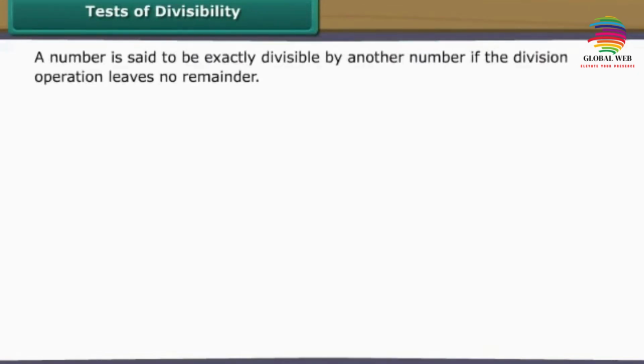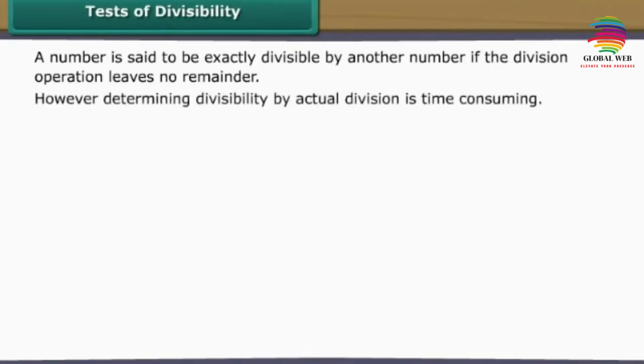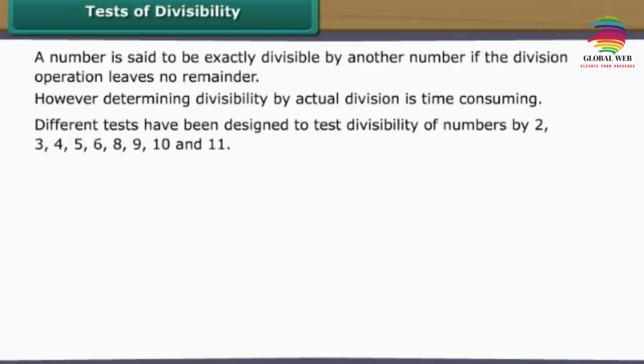Tests of divisibility. A number is said to be exactly divisible by another number if the division operation leaves no remainder. However, determining divisibility by actual division is time-consuming. Therefore, different tests have been designed to test divisibility of numbers by 2, 3, 4, 5, 6, 8, 9, 10 and 11. Let us look at them one by one.